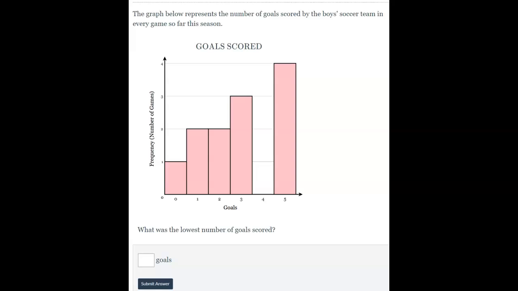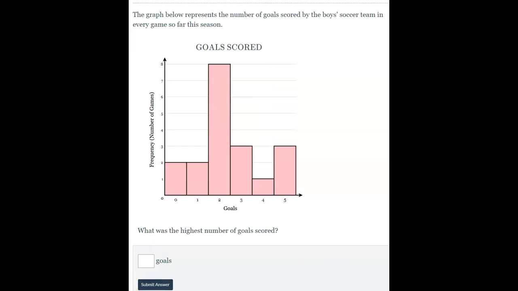So the graph below represents the number of goals scored by the boys soccer team in every game so far this season. What is the lowest number of goals scored? So we can see 0 is the lowest number of goals scored. That happened one time. Okay, that goes up to 1. So this happened one time, but 0 was the amount of goals. Okay, so 0 was the lowest number of goals scored.